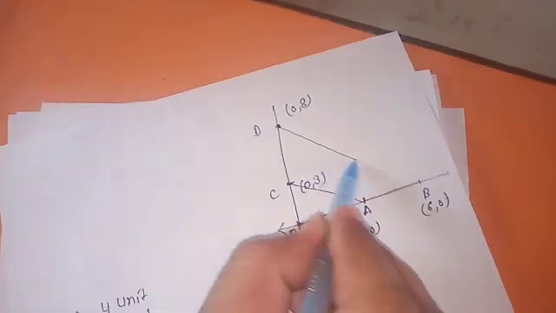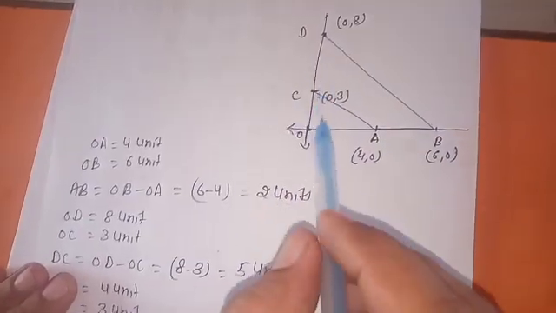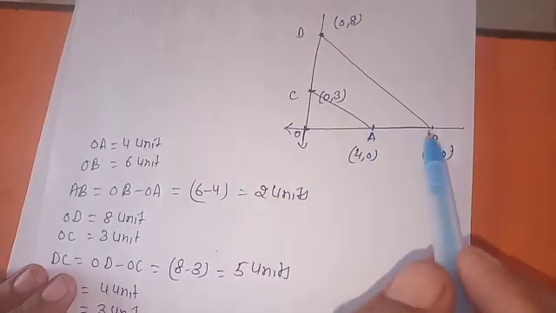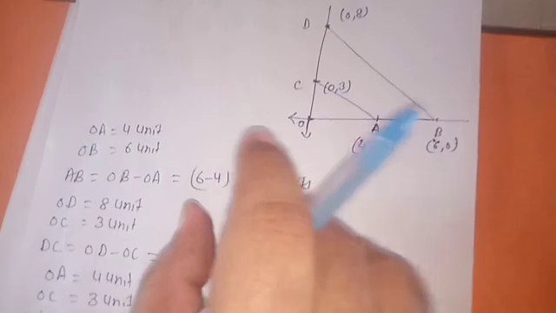Similarly, you can find BD also. This is BD. BD is equal to OD square plus OB square. So easily you can find it.